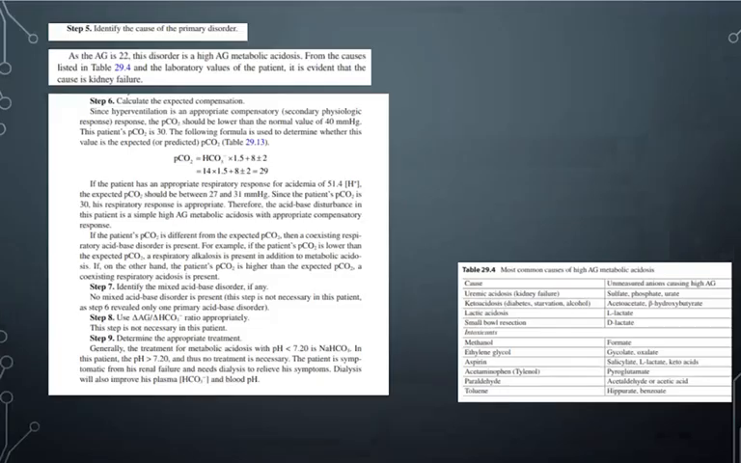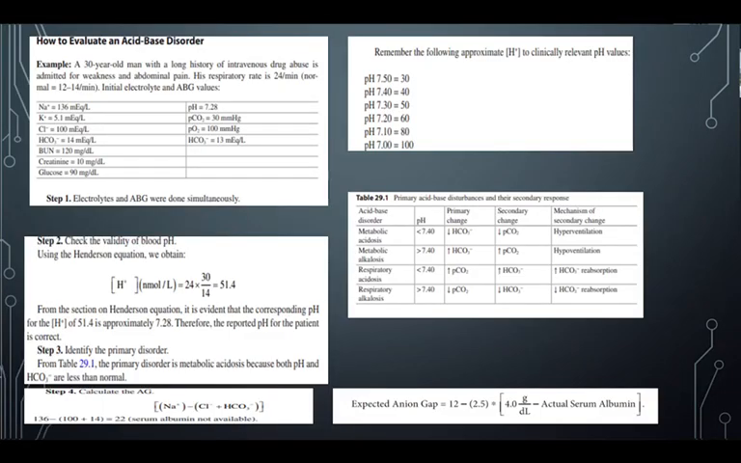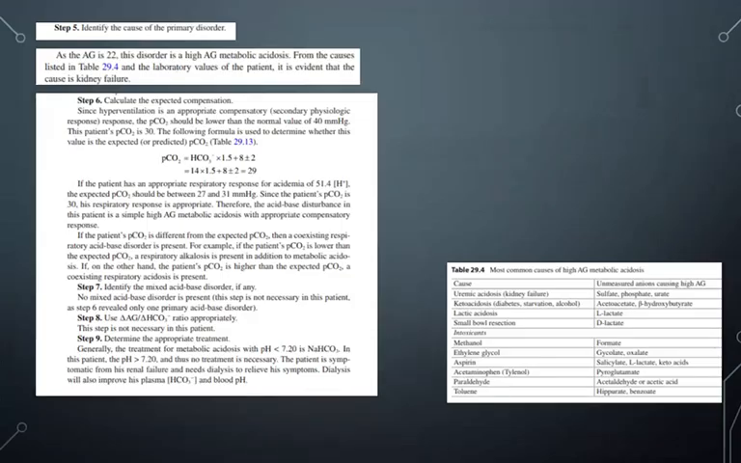So then you have to identify the cause of the primary disorder. The cause of the primary disorder in this condition would be the creatinine is 10. So it is quite obvious this patient is having a kidney failure and he is retaining hydrogen ion. And you have to calculate the expected compensation.